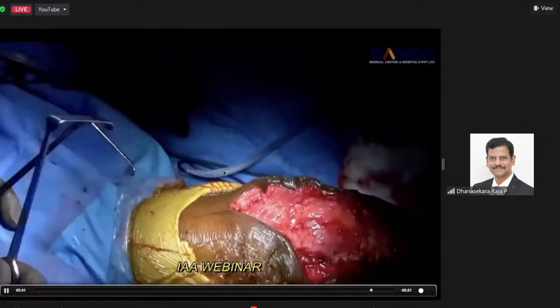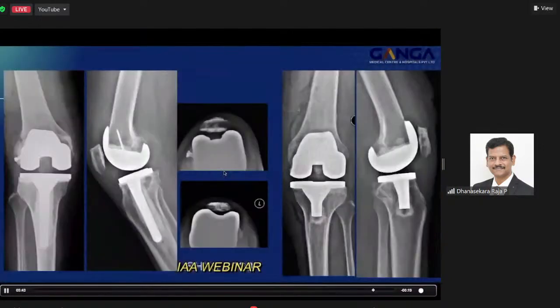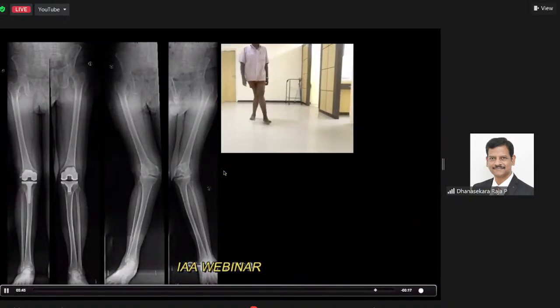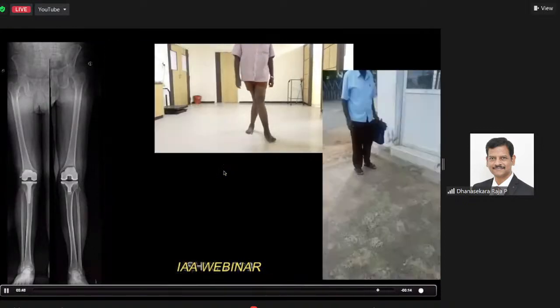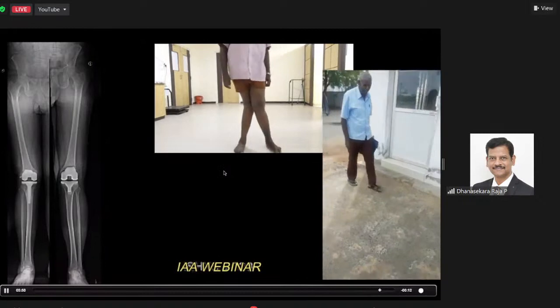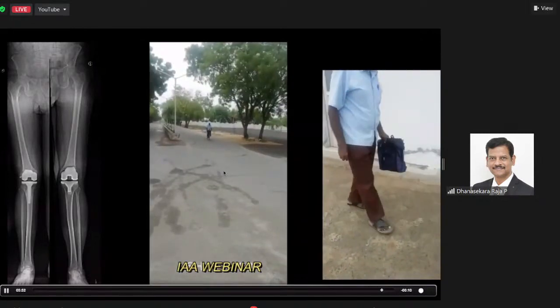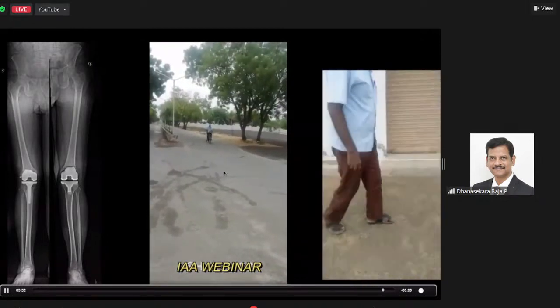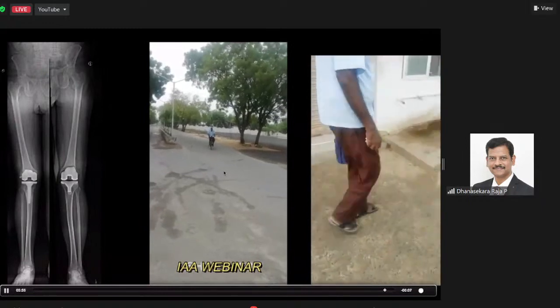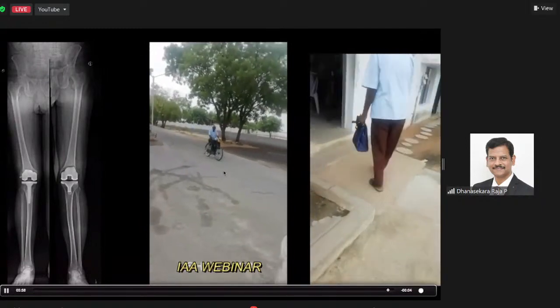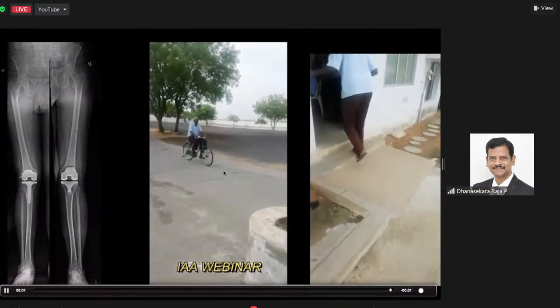waterproof also. Then check the final tracking, the postoperative X-ray, alignment X-ray, comparing the preoperative walking video to the postoperative walking. The patient is around 75 years, a retired person, who likes to cycle and walk. The deformity is completely corrected with the lateral approach.